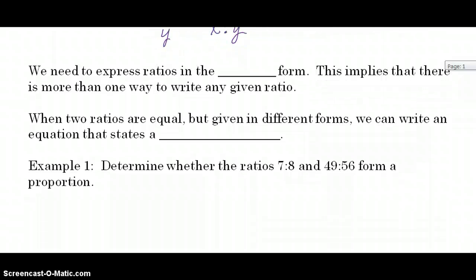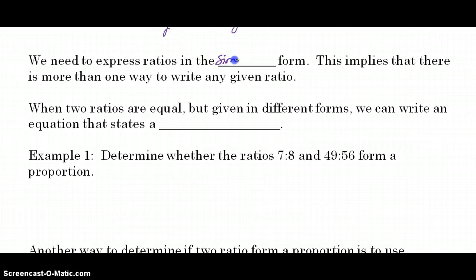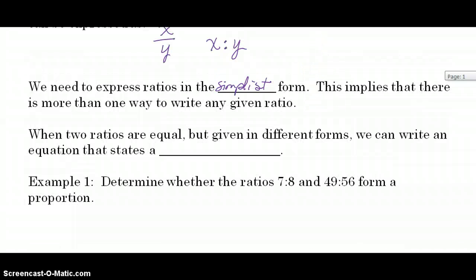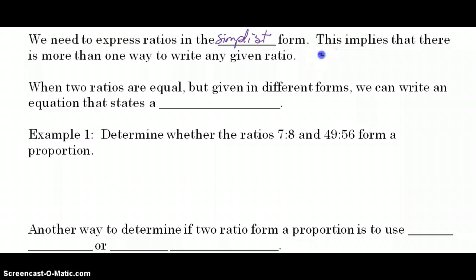We need to express ratios in the simplest form. This implies that there is more than one way to write any given ratio. For example, at the top of the page I wrote 2 to 3. 2 to 3 is the same thing as 4 to 6. It's the same thing as 10 to 15. All of these things equal 2 to 3. But when we are writing the final answer, we always put it in simplest form.